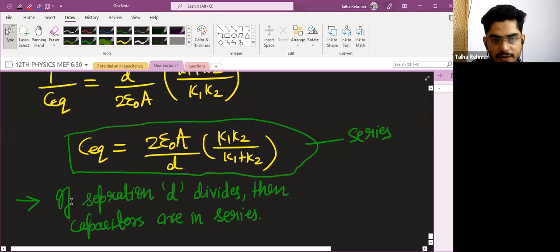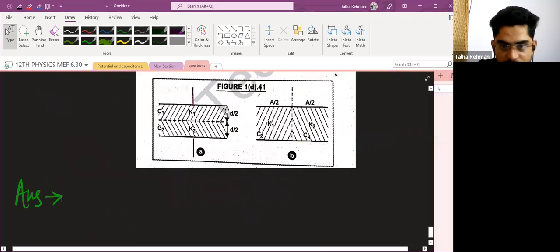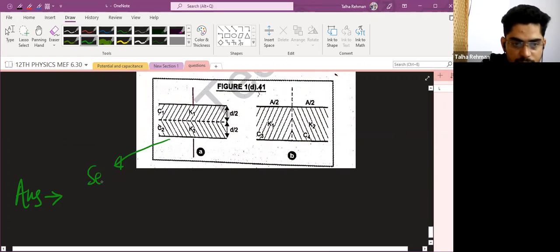If separation D divides, then capacitors are in series. So here the separation is divided. So these capacitors are connected in series combination, and this is the parallel combination.